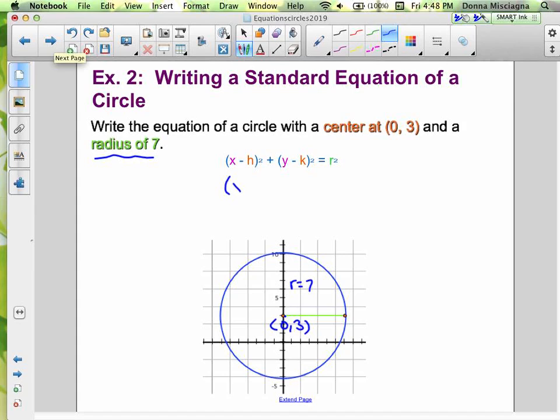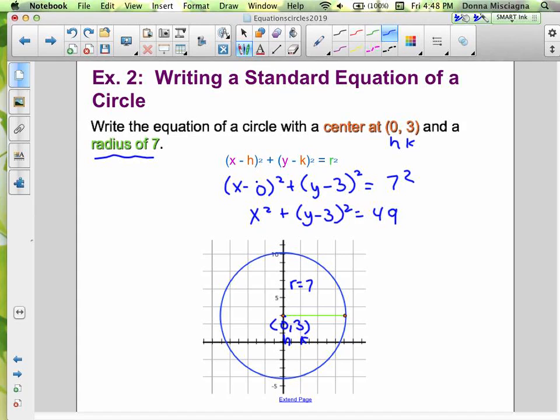So we have x minus, and this is h and this is k, by the way, h, k. So we have (x minus 0) squared plus (y minus 3) squared equals 7 squared. You don't really need that minus 0, so that's just x squared plus (y minus 3) squared equals 49. If we just have an x squared or just have a y squared, we know that that coordinate was a 0. And if we just have x squared and y squared, then we know this whole center was at 0, 0. And that's all there is to it.